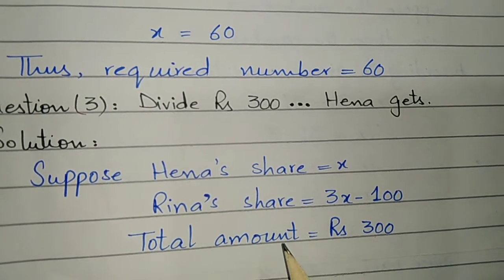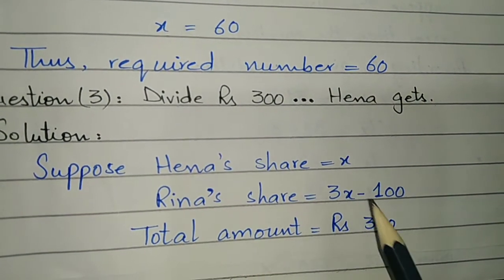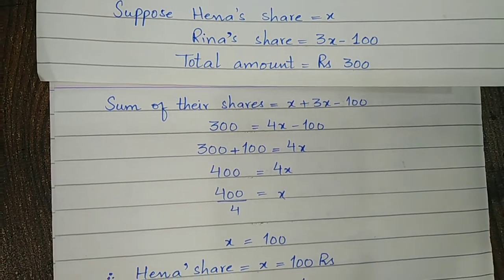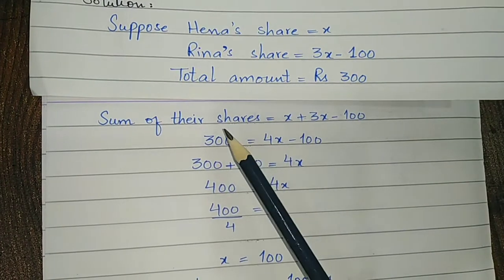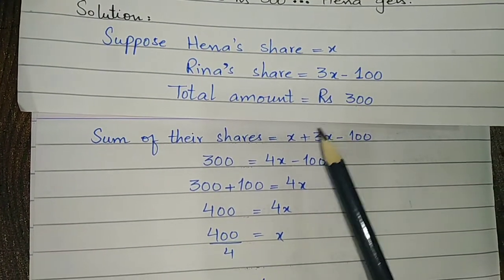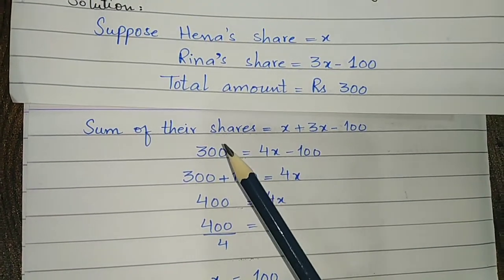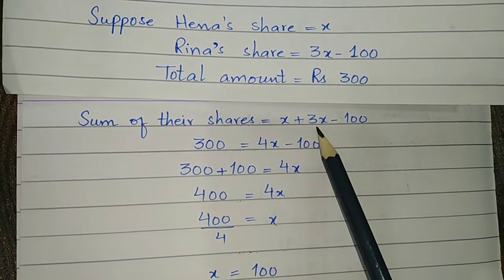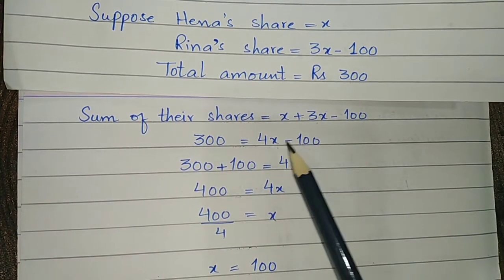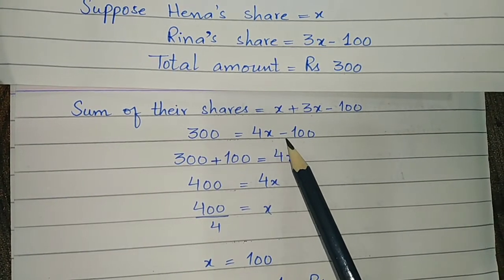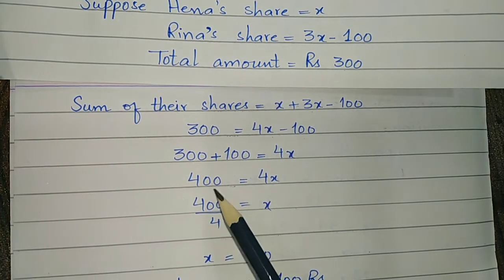And the total amount is given in the question, that is 300. We have to divide 300 between Hina and Rina according to this condition. So when we add their shares, they will be equal to the total. So the sum of their shares will be x plus 3x minus 100, and the total amount is 300. That means x plus 3x, because they are like terms, will become 4x, and minus 100. So we have to find the value of x. So 100 is being subtracted from 4x and it will be added to the 300 on the left hand side. So 300 plus 100 is 400.